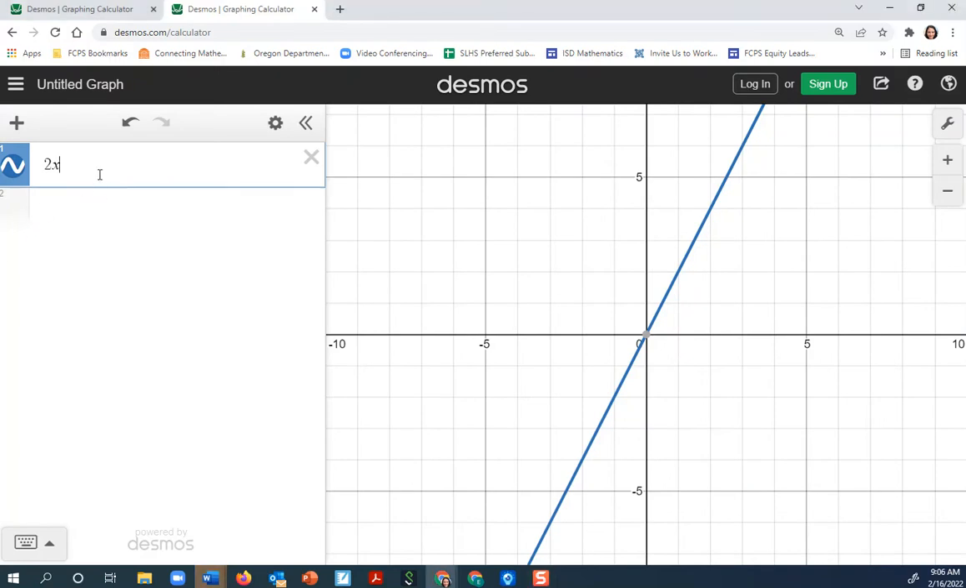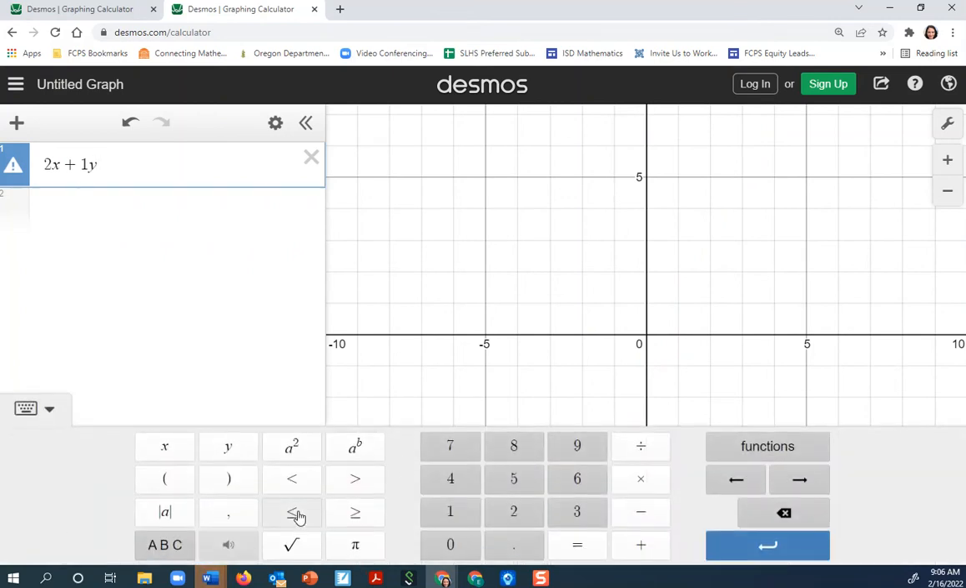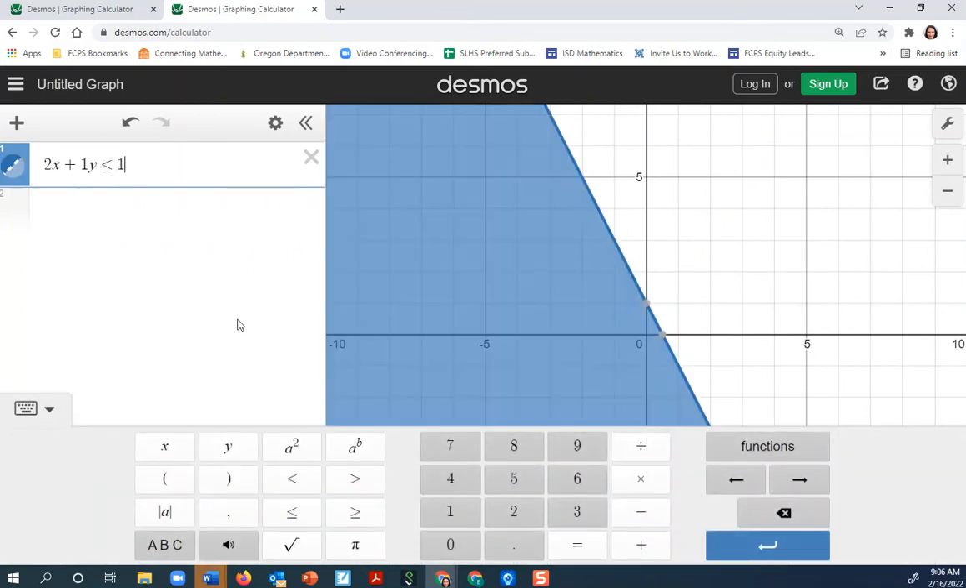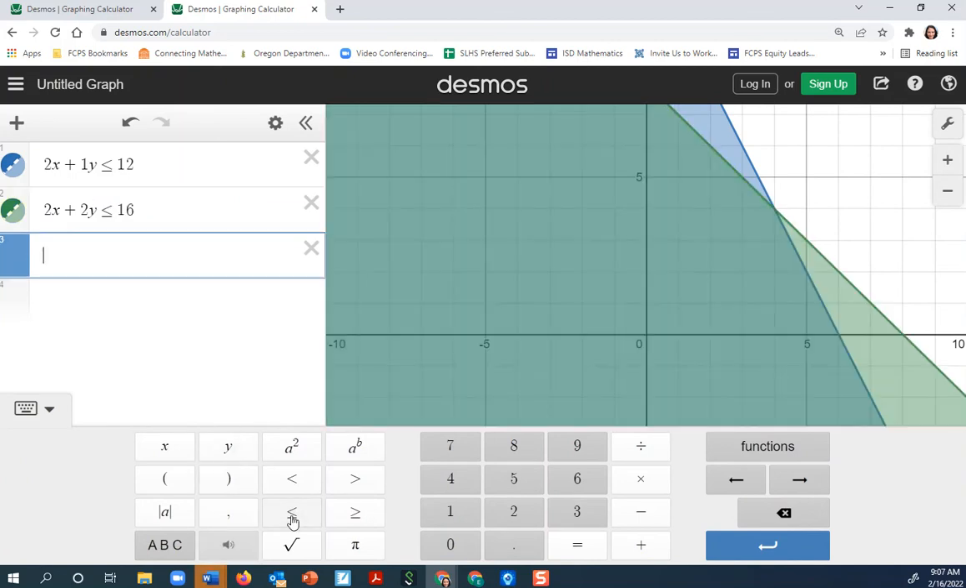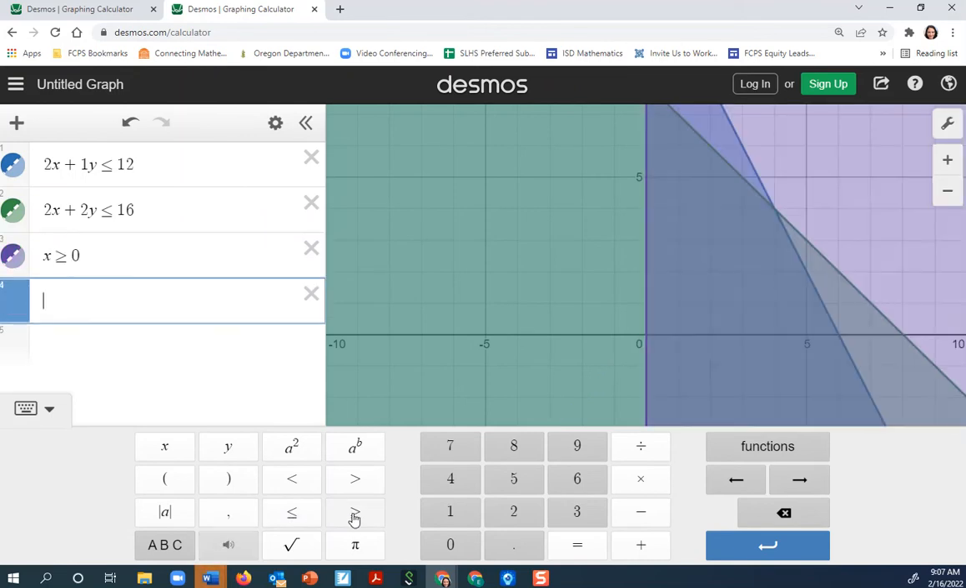All right, 2x plus 1y less than or equal to 12. 2x plus 2y less than or equal to 16. X is greater than or equal to 0, and y is greater than or equal to 0.